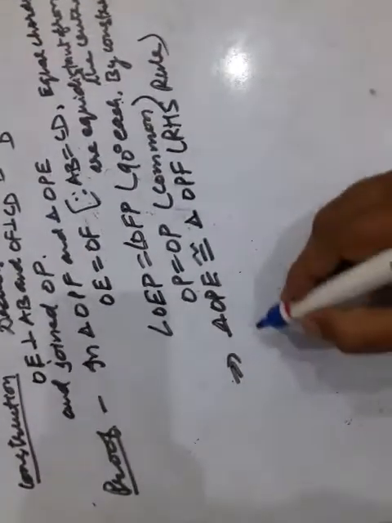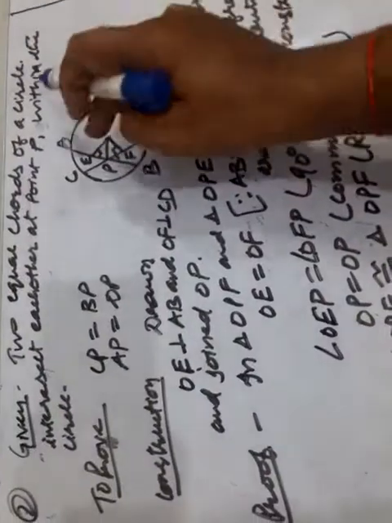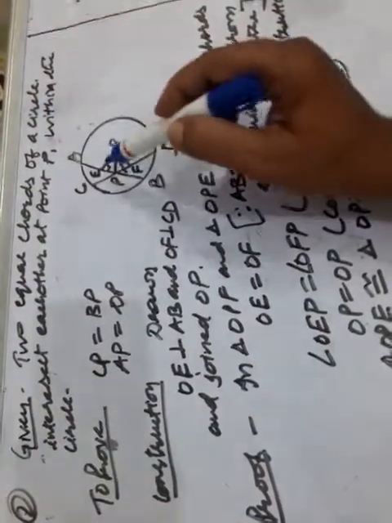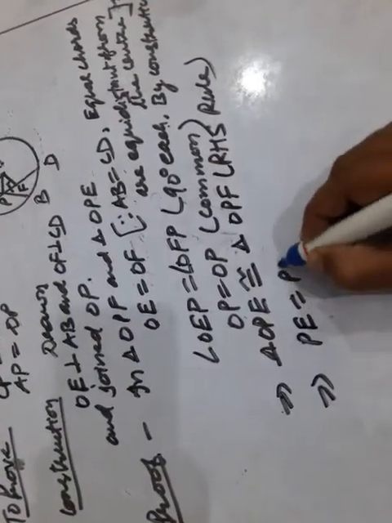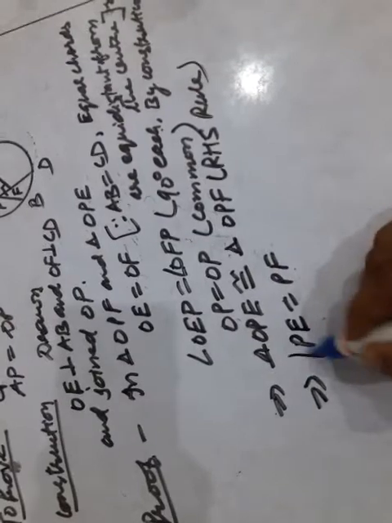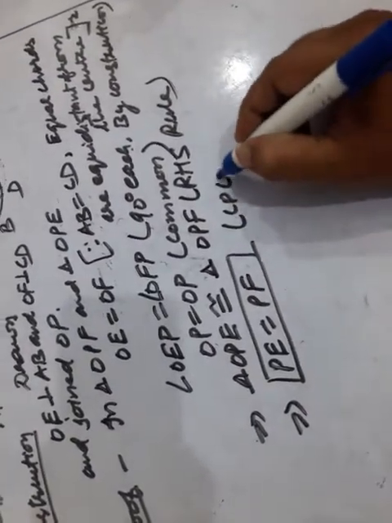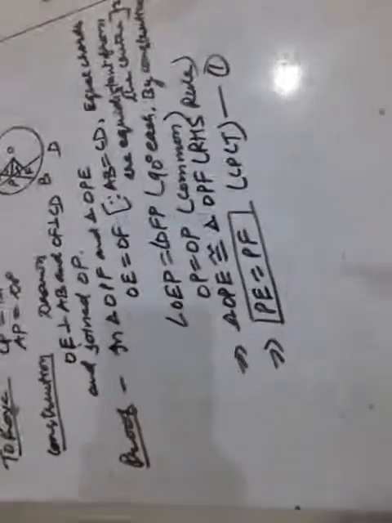Okay children. Now from here we get PE equal to PF. What is PE? See the figure. PE equal to PF means this part. This implies that PE equal to PF. Clear children? This is a relationship. PE equal to PF by CPCT. It will be used later. Let it be relation number 1. Clear?